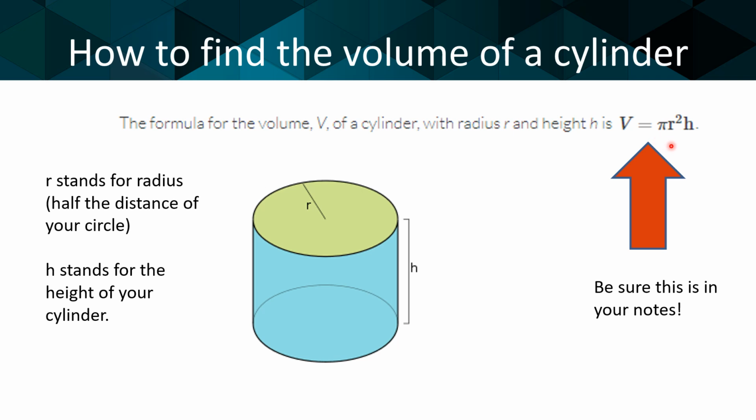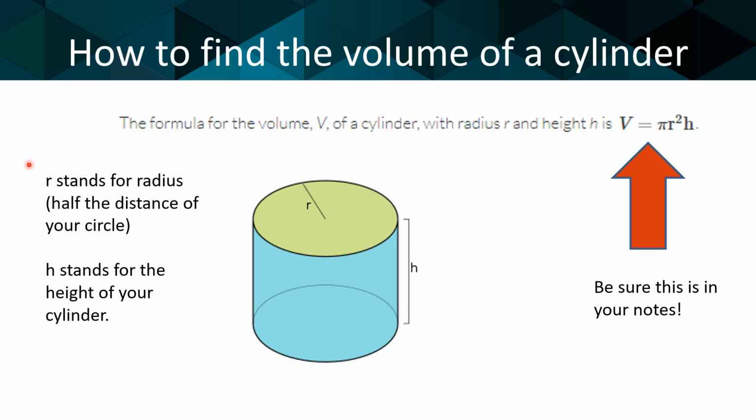We multiply the pi by the radius squared of the circle, and then we multiply that whole thing by the height of the cylinder. Okay, so what does that mean? The volume of the cylinder, or how much we could fill this cylinder up, is equal to pi times the radius squared times the height of the cylinder.